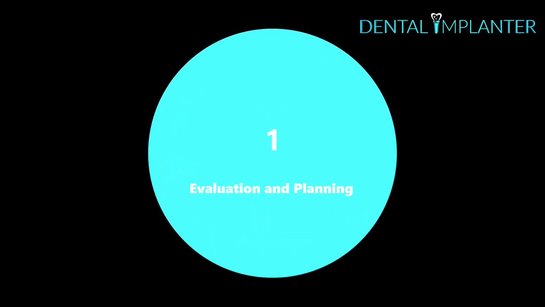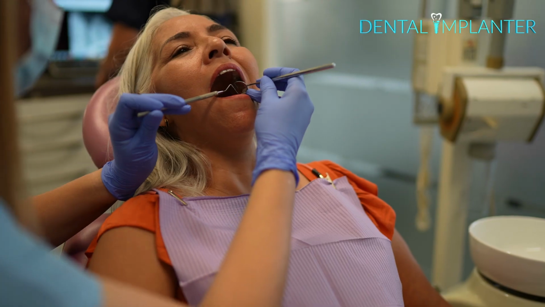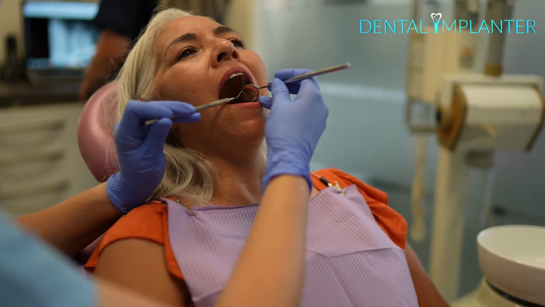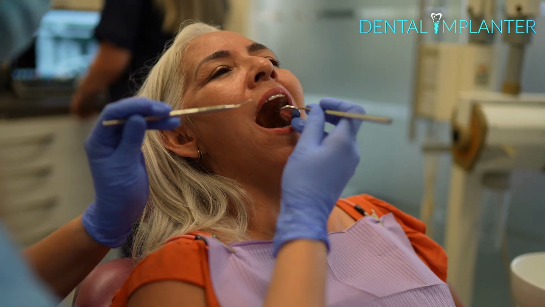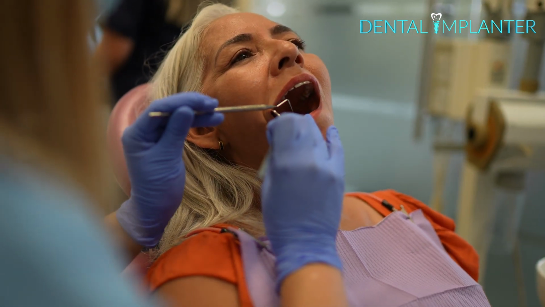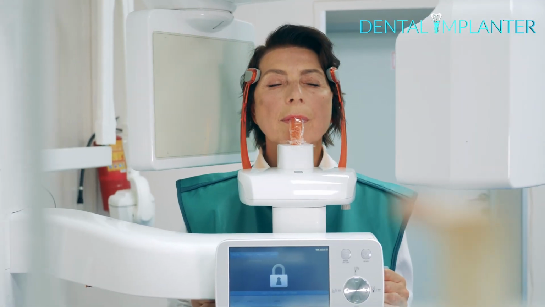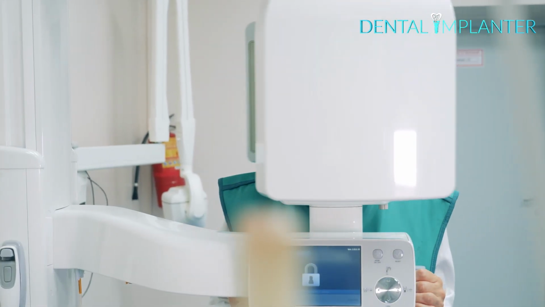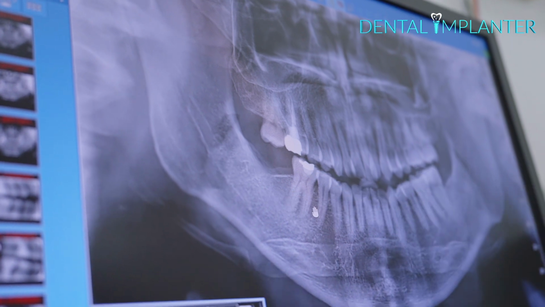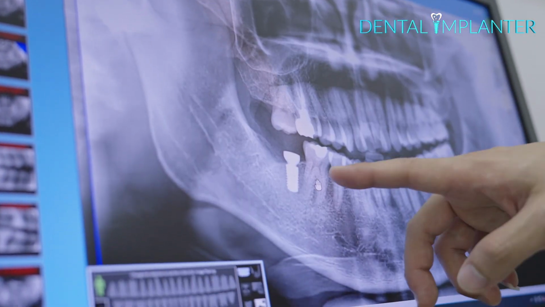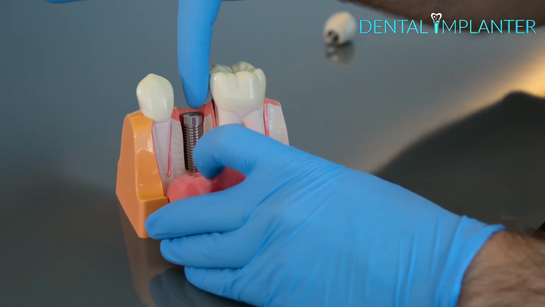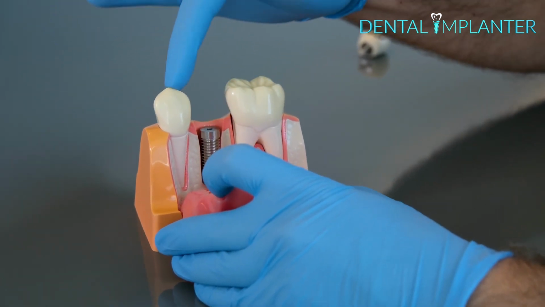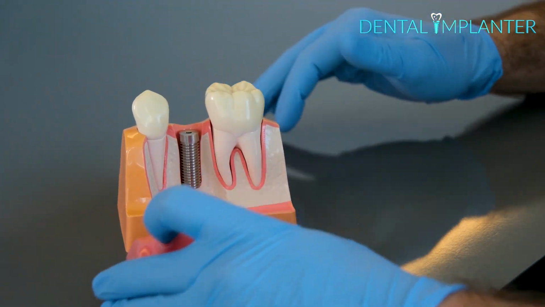Evaluation and planning. Before the procedure, your dentist will conduct a thorough examination, which may include X-rays or 3D scans, to assess the condition of your jawbone and oral tissues. A treatment plan is then developed based on your specific needs.